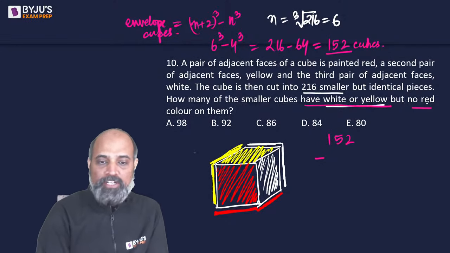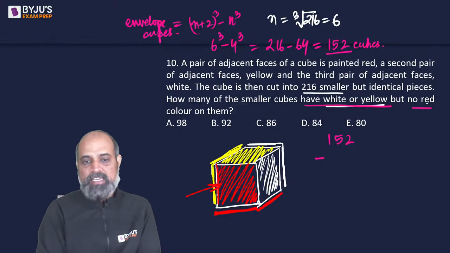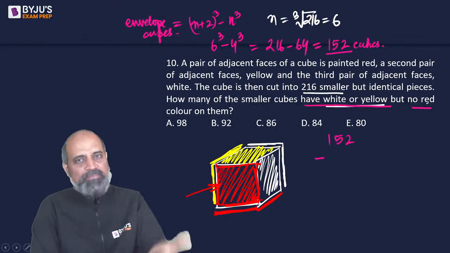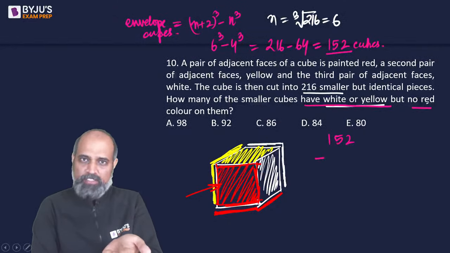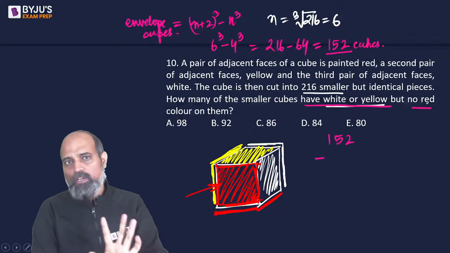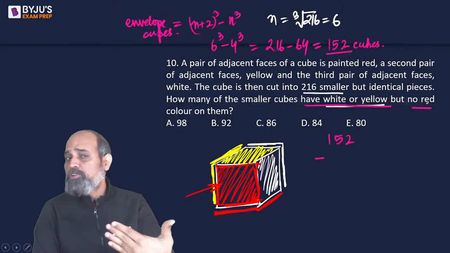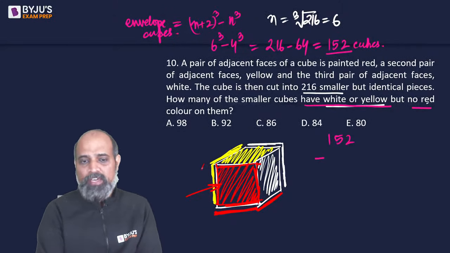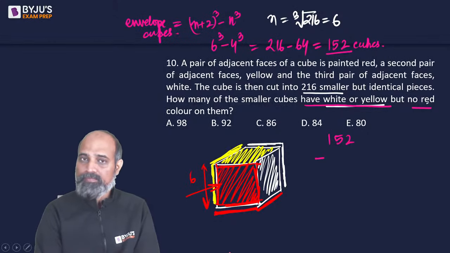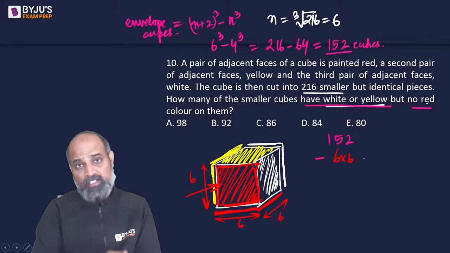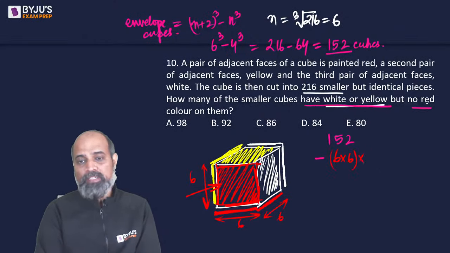Now if I point at this particular face, can I say that whichever as many number of smaller cubes we are going to get here, the same number of cubes we are going to get at the bottom face as well. All of these will definitely have red. So I need to remove these small cubes. How many cubes are we going to have at the front? Since the value of n is 6, we will have 36 cubes at the front and the same number of cubes at the bottom.